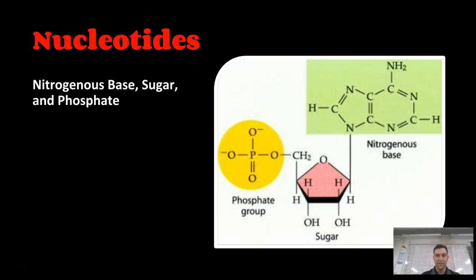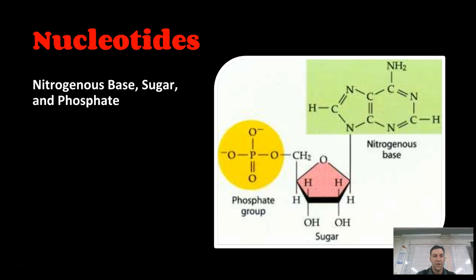So nucleotides, we talked about this yesterday. Nucleotides are what make up nucleic acids. There are three pieces to the nucleotide. This picture right here would be perfect for target 1. So target 1 is asking what are the pieces of a nucleotide.